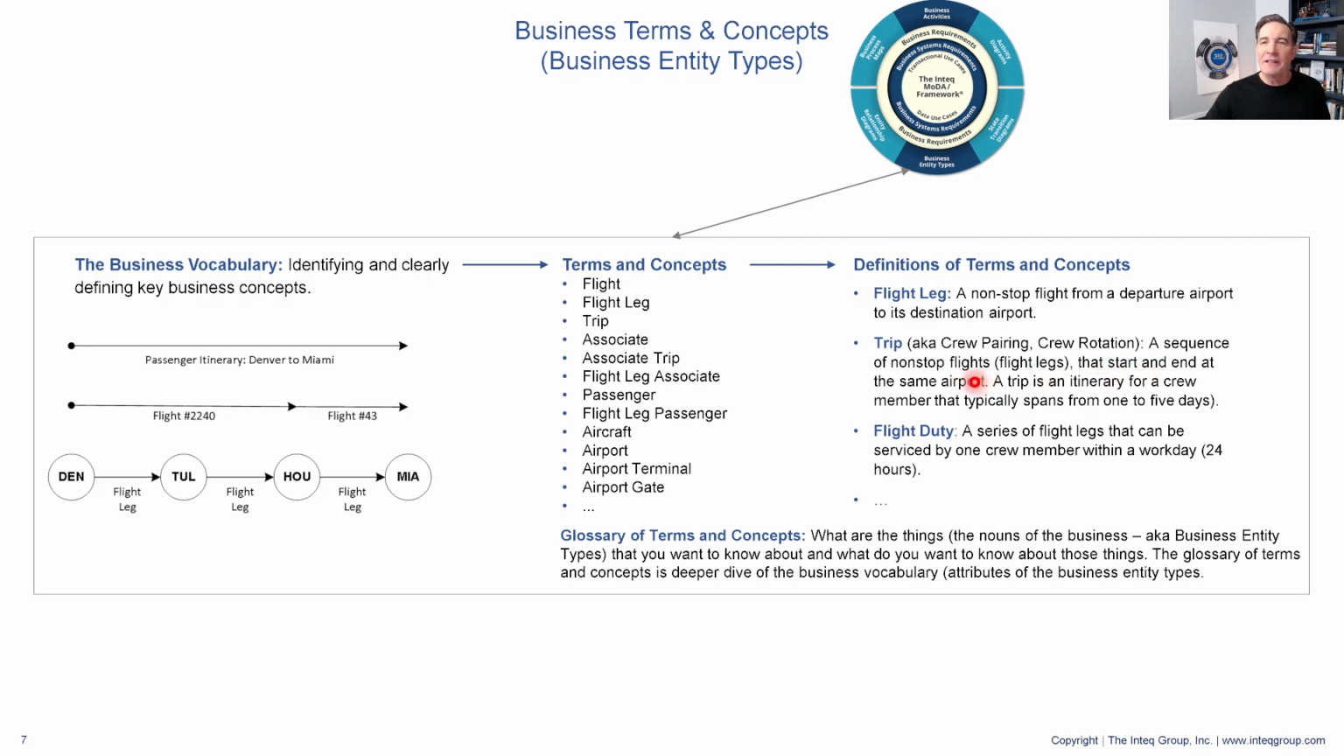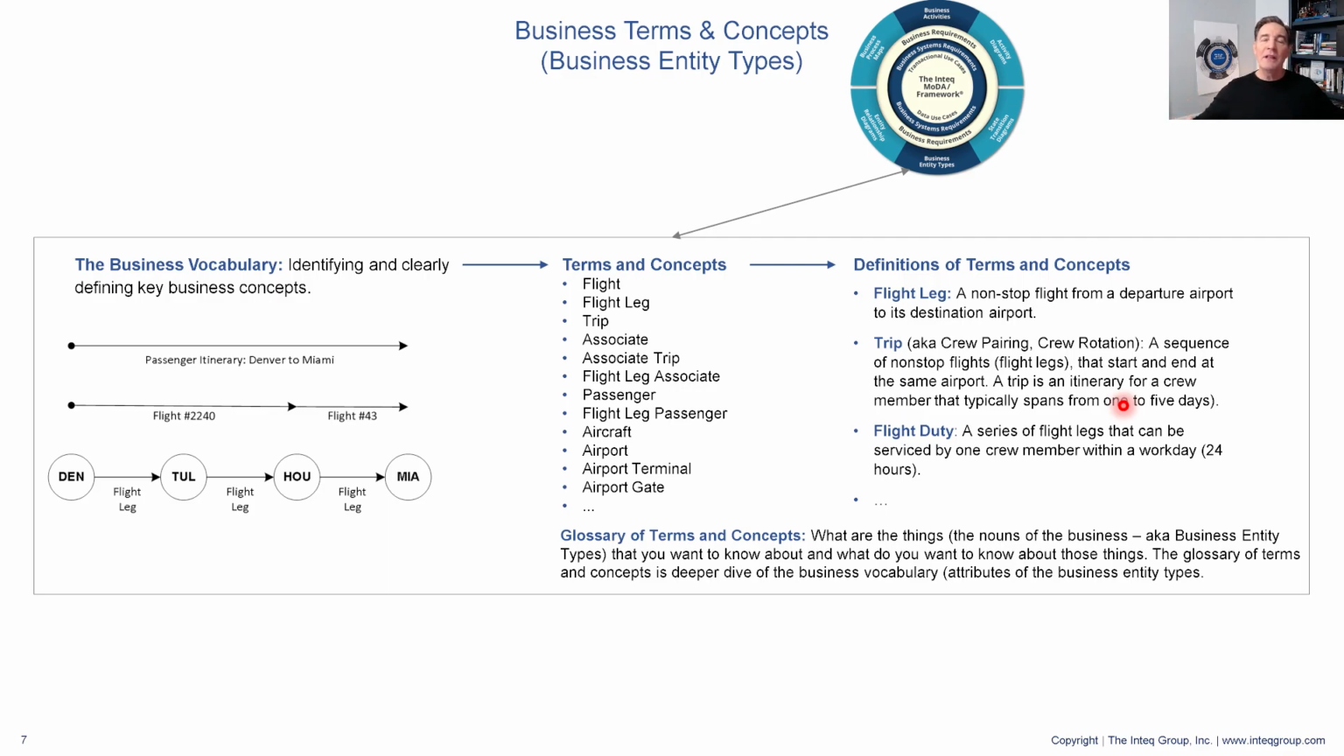typically. Now, you could have exceptions to that. A trip could be a test flight, and a trip could actually begin and end at the same airport. But again, we don't have to get into that level of minutiae here. A trip is an itinerary for a crew member that typically spans 1 to 5 days. So now that's interesting. When you're talking about crews, we're not talking about passengers now. We're talking about crew and crew members.